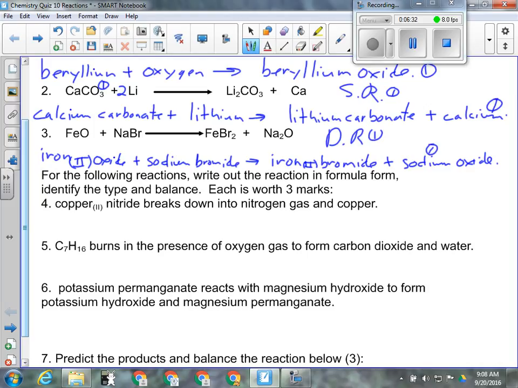And then we have to do some balancing. Right now, the largest numbers are 2s on sodium and bromine. So I'm going to go over here and balance my sodium, which balances my bromine, and everything else is good. Okay, 1 mark for that one. Questions on number 3?